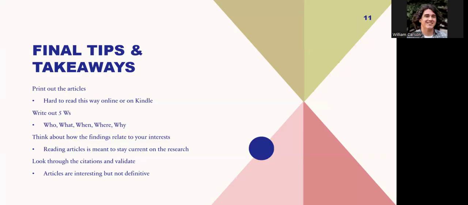And finally, you want to look to the citations and validate. Articles are interesting, but they're not definitive. And what I mean there is that basically, there's a ton of research out there and a ton of interesting findings. So you want to always make sure, is this profound? Is this something that I can use for a huge claim? Or is it just something that's significant because it's an outlier? You never want to take too much from a single paper. You always want to be careful and respectful and understand what's going on later.